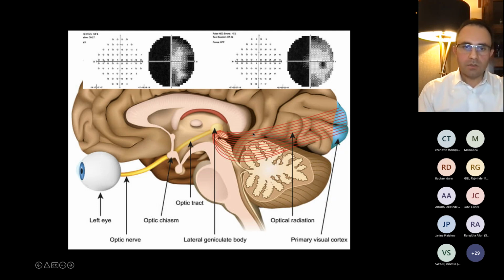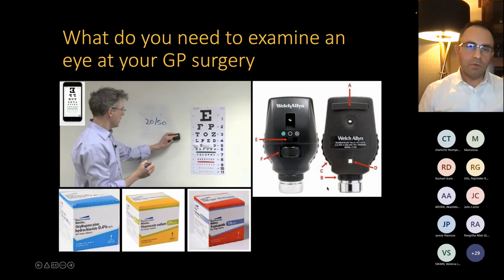Again, I think these things you already know about. I'm just trying to kindly remind you about these. From my point of view, what you need to examine an eye at your GP surgery is very simple things. First thing, you need a visual acuity chart, and that's something you can either buy or print from the internet and then check what the distance is and stick it on the wall in your surgery.